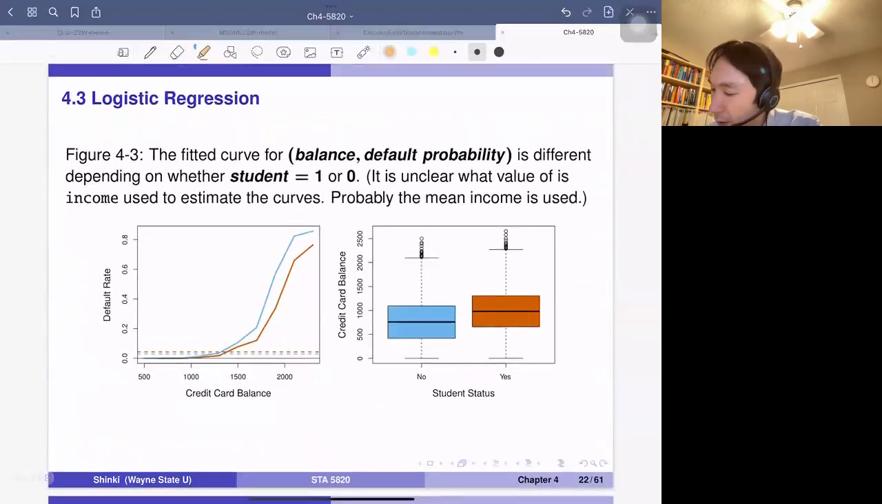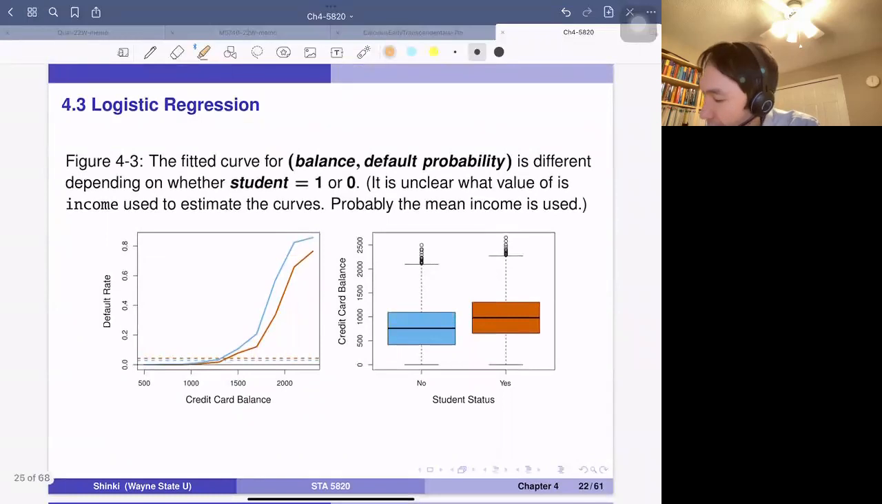Yeah, and last time we just compared the student and the non-student and the default probability. But here we consider the default probability by student status and also balance. So we have seen that the higher the balance, the higher the default probability. But also, if the person is a student, then the default probability is slightly lower.